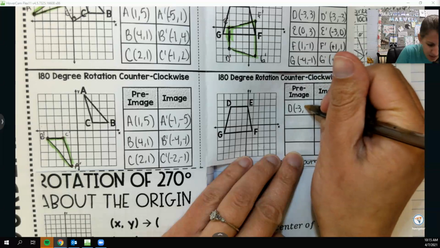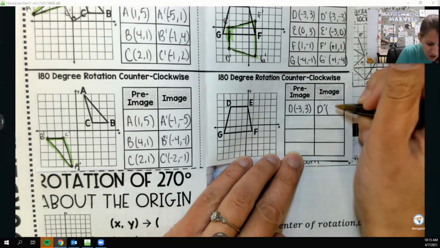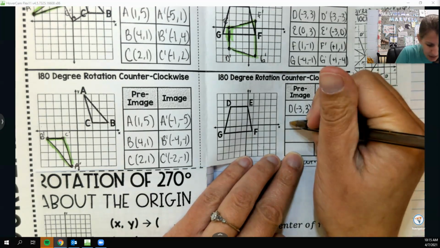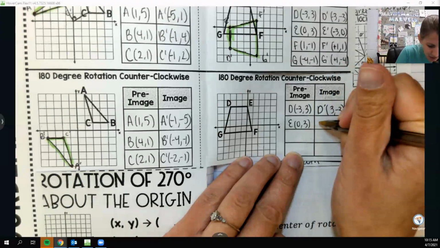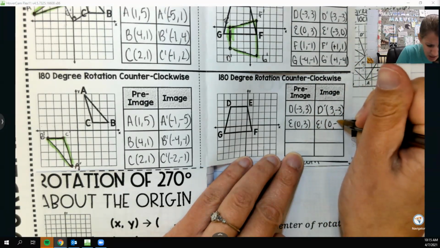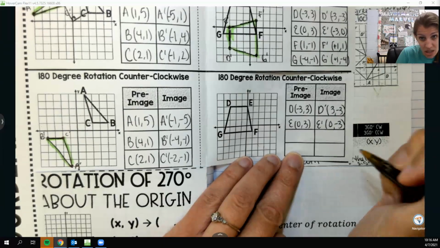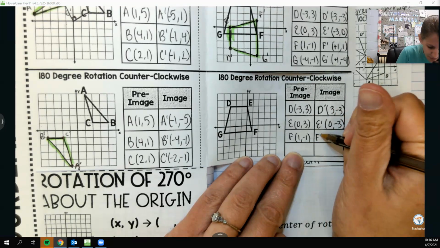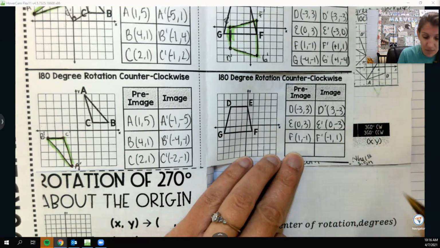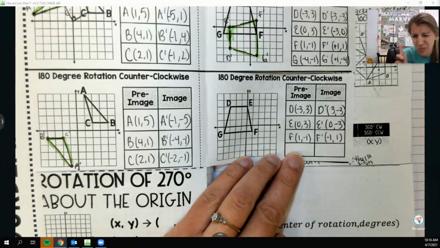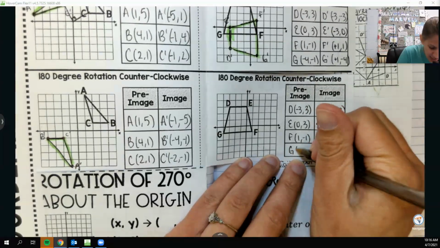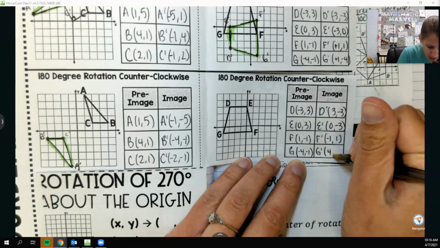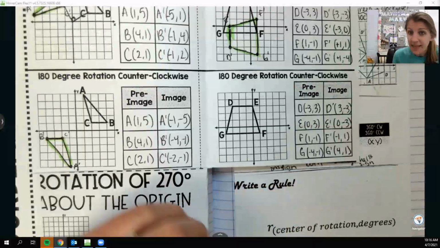So D was at -3, 3. And when I do a rotation of 180, I change both the signs. So positive and now negative. E was at 0, 3. And so I'm going to change both the signs, but I can't change the sign of 0. So it's kind of going to look like I'm only changing one of the signs. F was at 1, -1. So F prime is going to be at -1, 1. Which is also kind of sneaky because it feels like I flipped the numbers, but I didn't, I swear. And then G is at -4, -1. And so G prime, I'm going to swap the signs. So positive, positive now. And then we'll go graph that, guys.